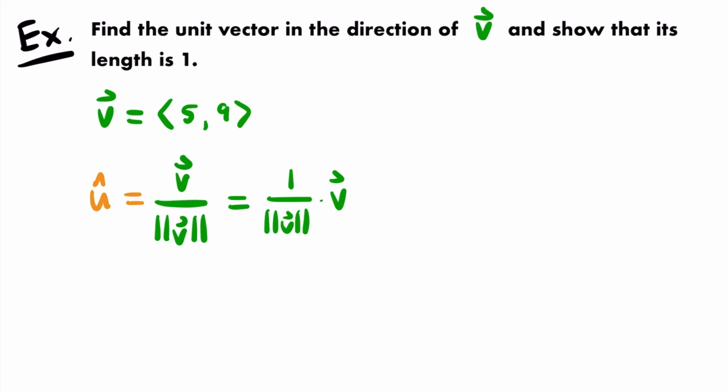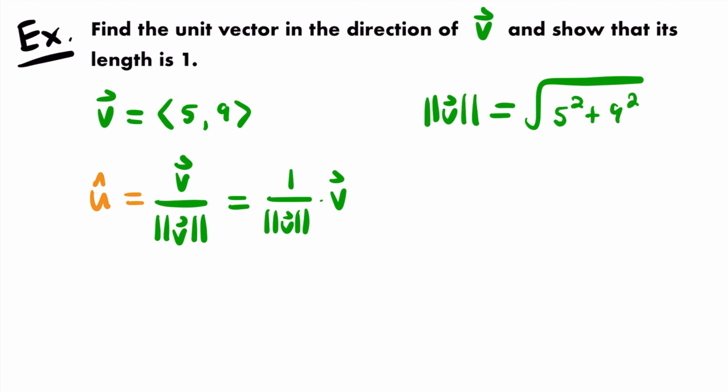All right, so now if you want, feel free to pause the video and try to find this unit vector yourself first. And then once you find it, you can play the video and see if you get the same answer that I do. But here's how we'll find this unit vector. The first thing that you want to do is find the magnitude of vector v. The magnitude of vector v is going to be equal to the square root of the sum of the components squared. So that will be 5 squared plus 9 squared.